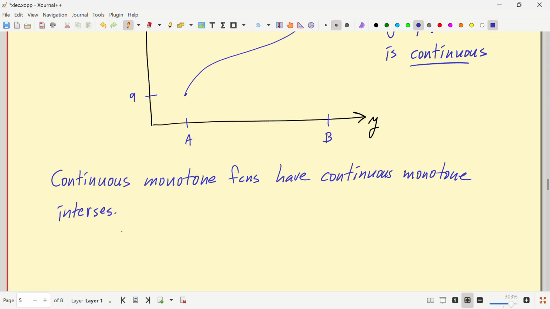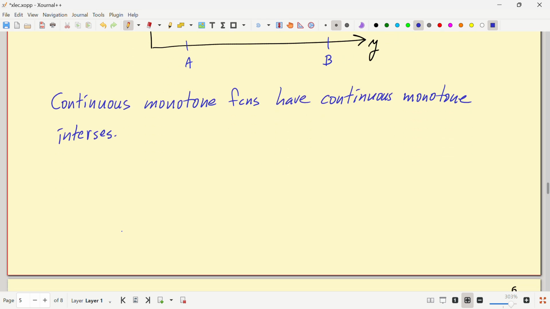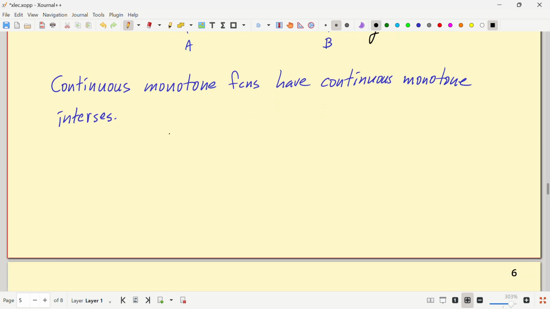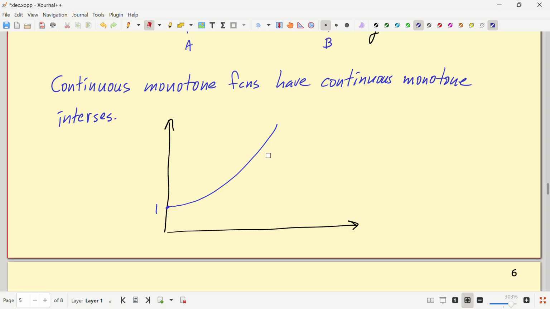Okay, what's a famous picture to finish off with today? e to the x is monotone increasing. It's 1 here, and it increases fast. And if I make a dotted line of y equals x, let's see, y equals x.